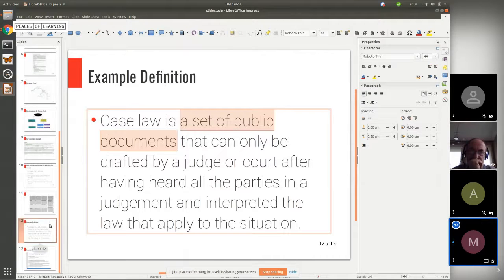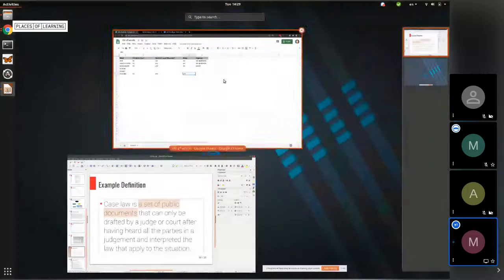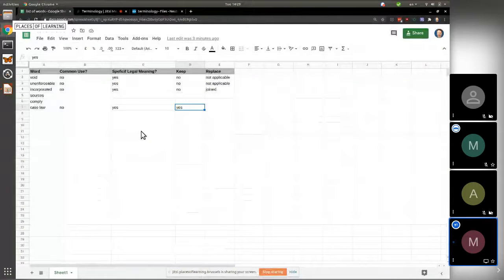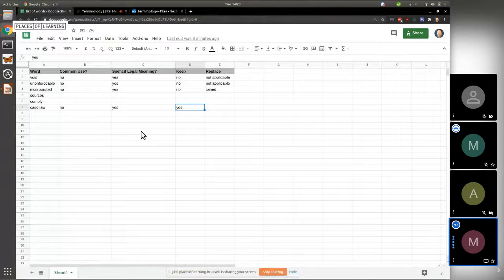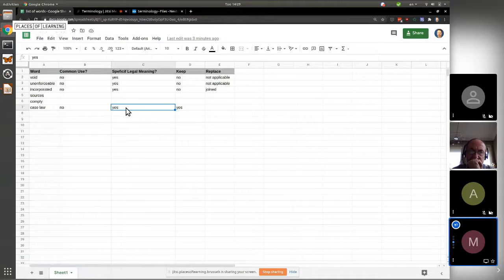So if we come back to the table, we identify first the case law as we circle the word. We consider that it's not common use, or we think that it has a specific legal meaning, that if the parties don't know it, they would be disadvantaged in the power relationship, and so we keep the word in the text, but we define it.